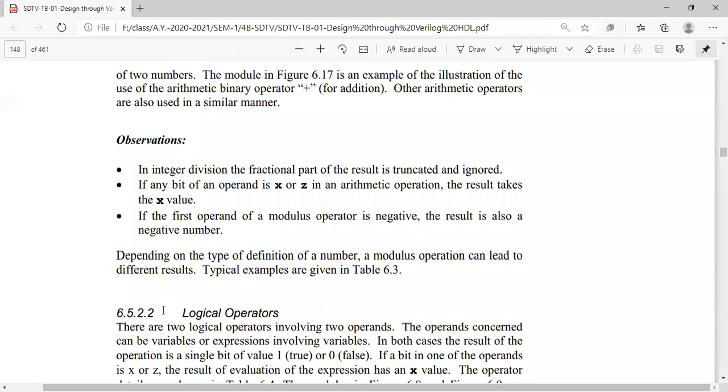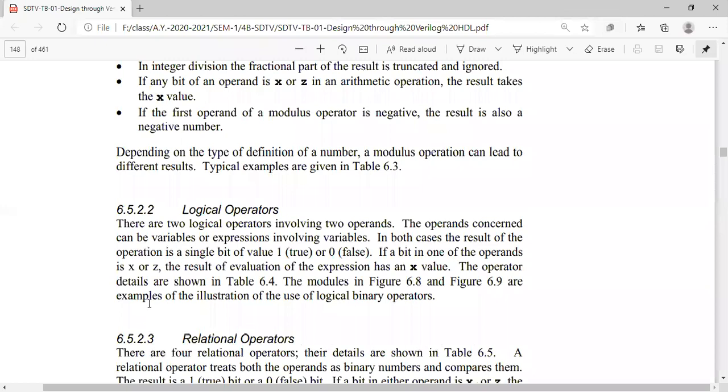Then we also have the logical operators. Generally, we have two logical operators, and in both cases the result will be a single bit, either 0 or 1, either true or false only. You can see it here with the help of a table.